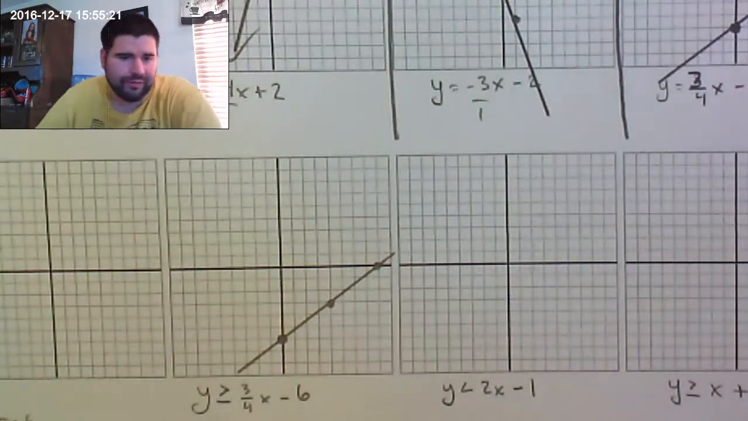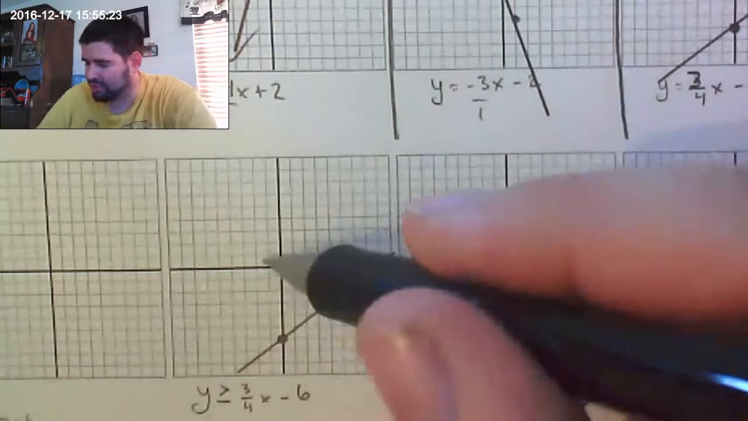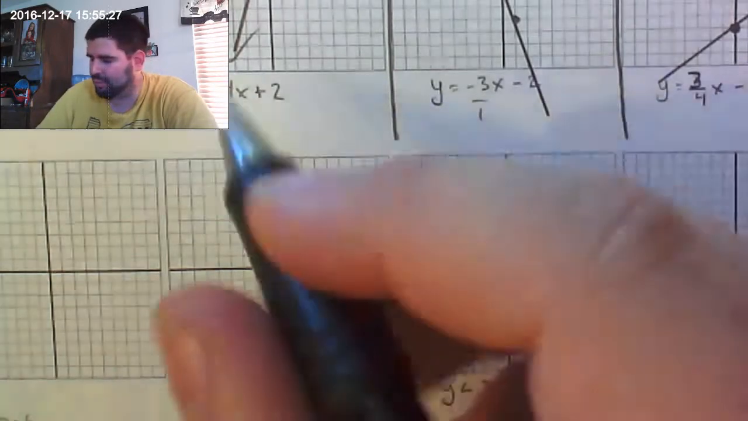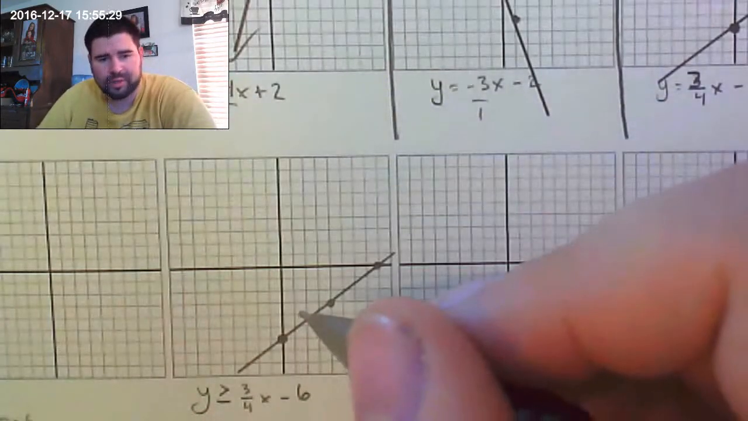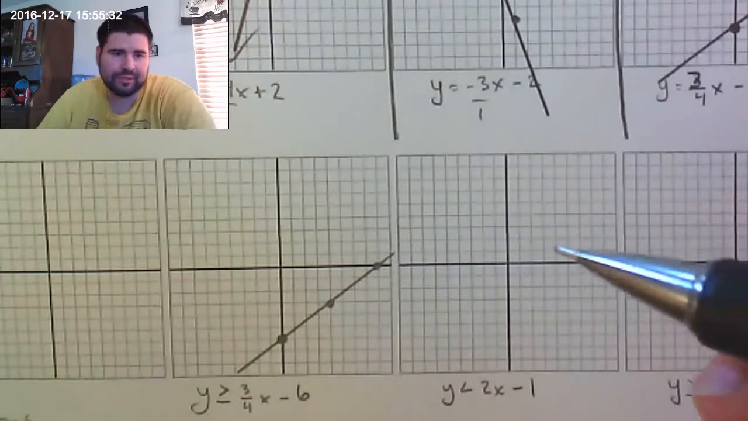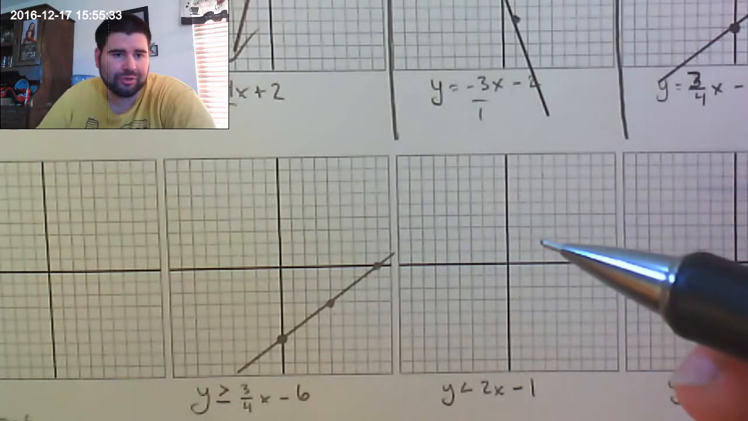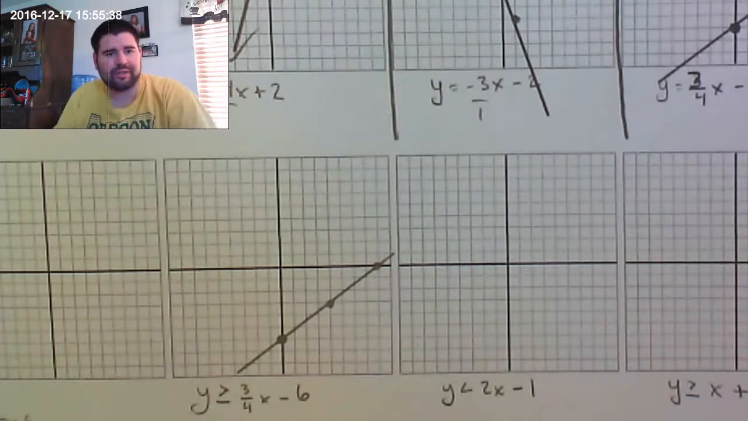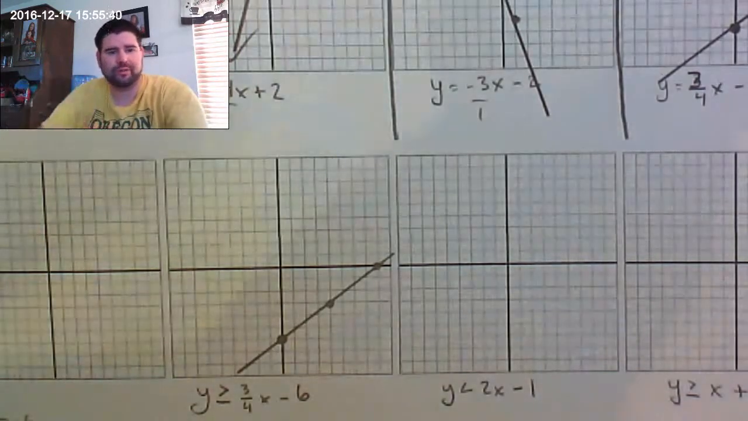Now, how do I figure out how to shade? Do I shade up? Do I shade down? Well, really what you need to do is pick a point to plug into your equation to see if it makes it true. If it doesn't make it true, you shade away. If your coordinate point makes your statement true, you shade towards it.